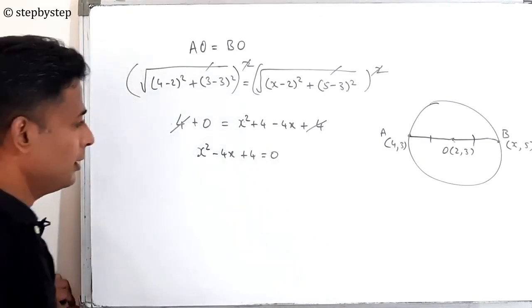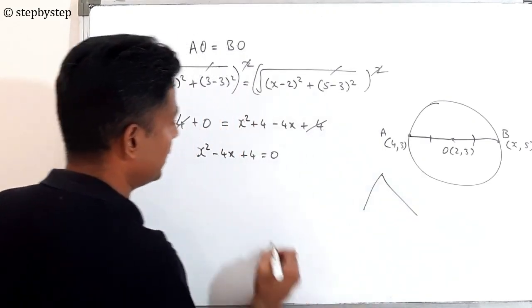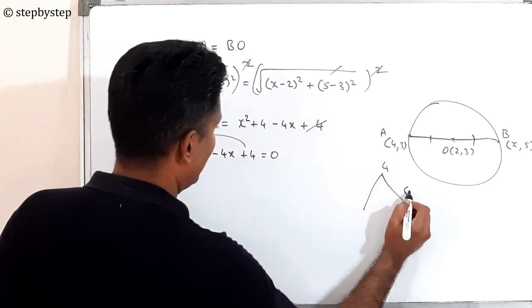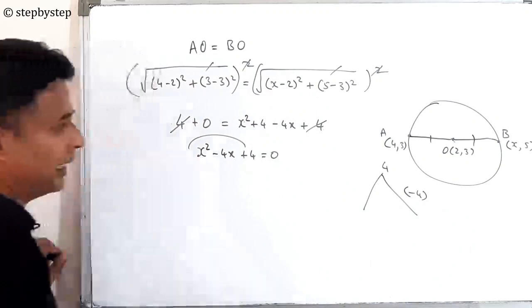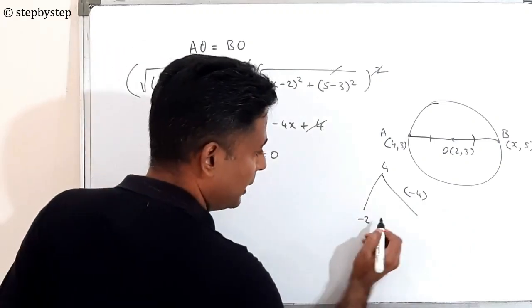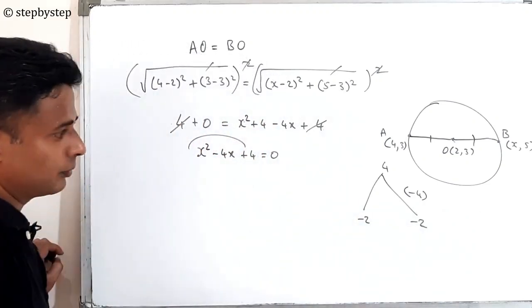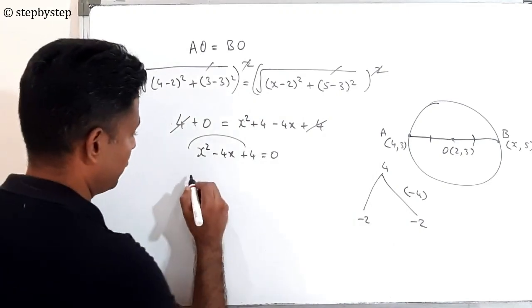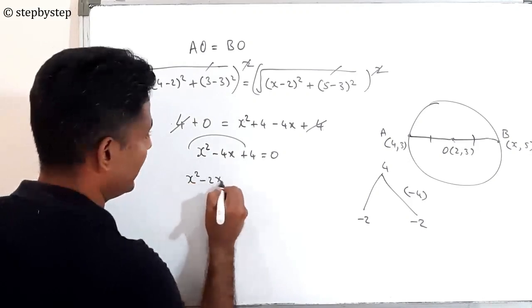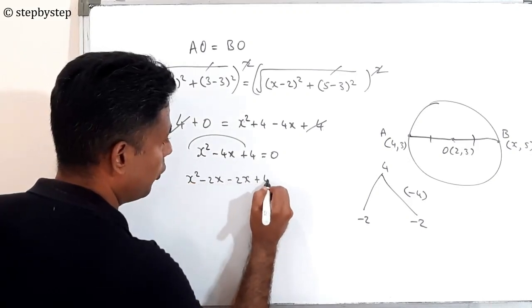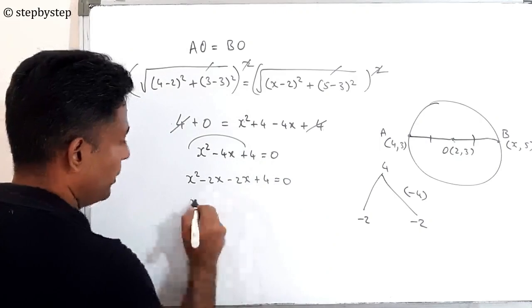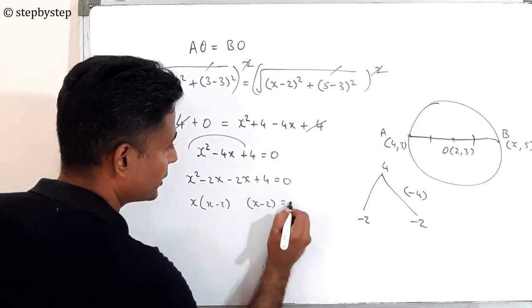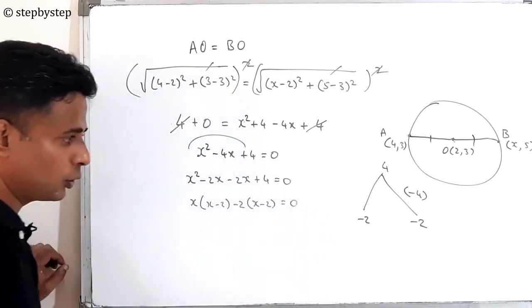So a quadratic equation. I'll use the factorization method. When you multiply, the first and last term, that is 4, and when you add you should get what is in the middle, that is minus 4. Now the two numbers will be minus 2 and minus 2, right? Minus 2 into minus 2 is plus 4, minus 2 minus 2 is minus 4. So x square minus 2x minus 2x plus 4 equal to 0. What is common? x. So x minus 2, which means here also we should get x minus 2, which means I have to take x minus 2 common.